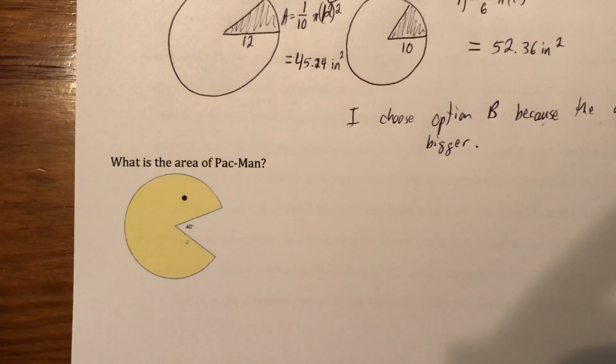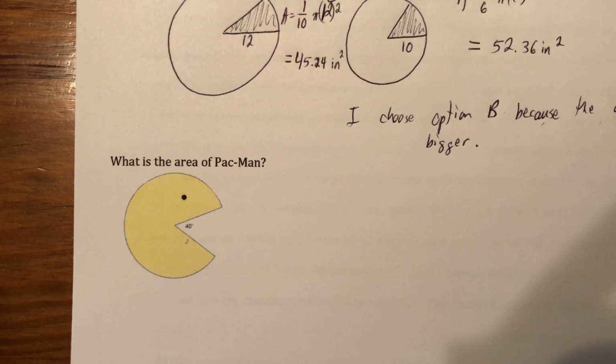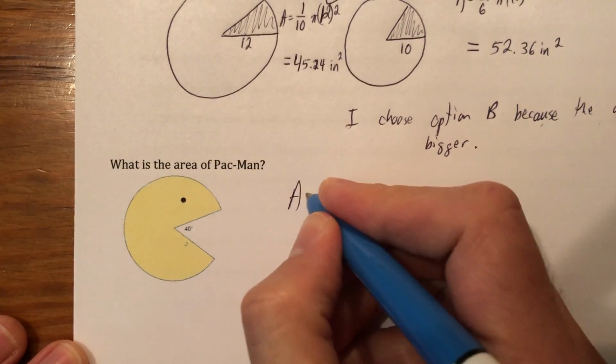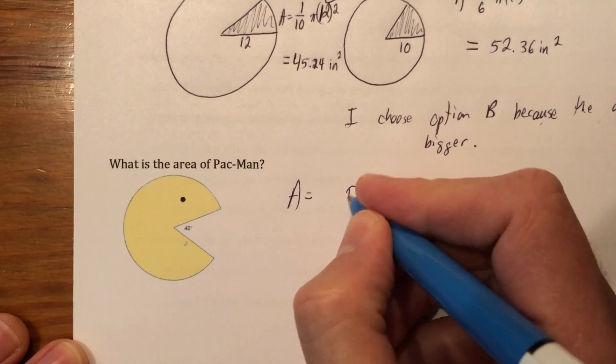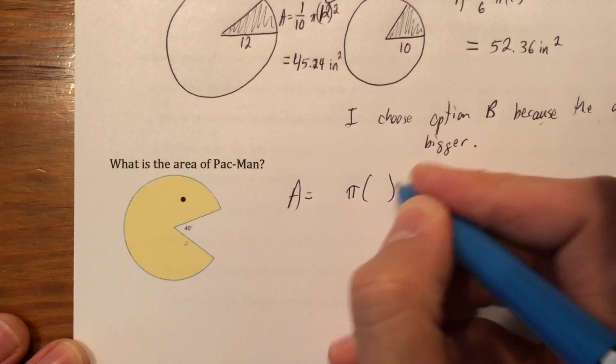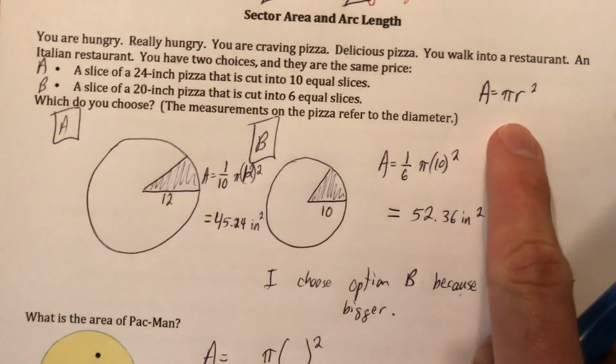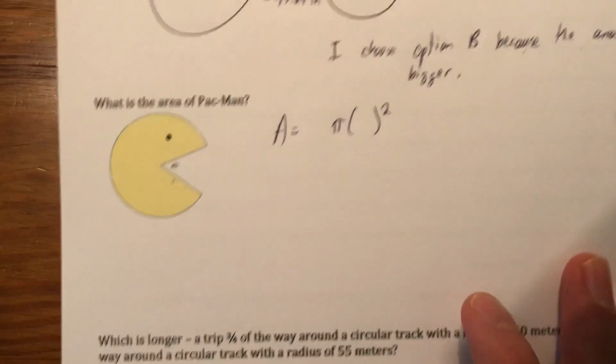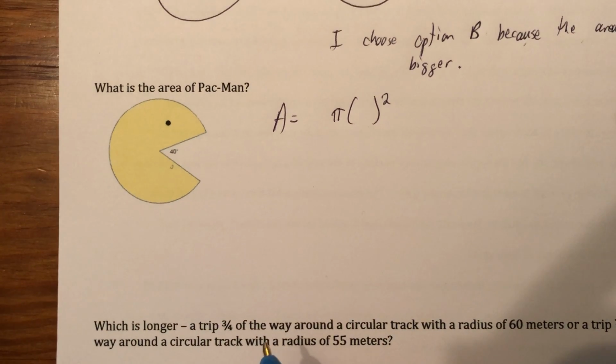Okay, so then when it says, what's the area of Pac-Man? Now do I have the whole circle? No, I don't. I only have part of the circle. So let's get part of the circle. So when it said area, let's just do, well, area equals, leave a little space, and then pi times the radius squared. This formula is going to come in so handy, all right? So what's the area of Pac-Man?